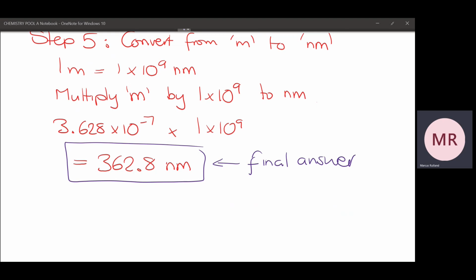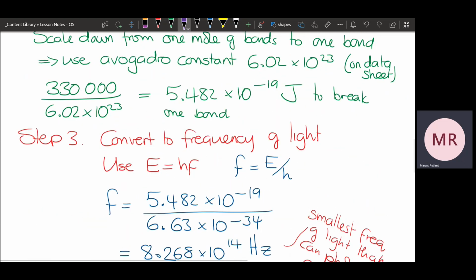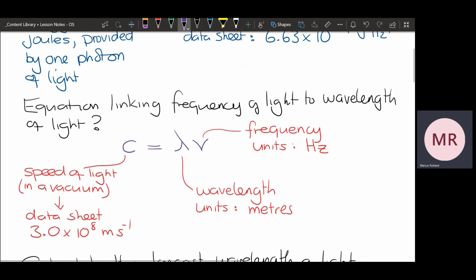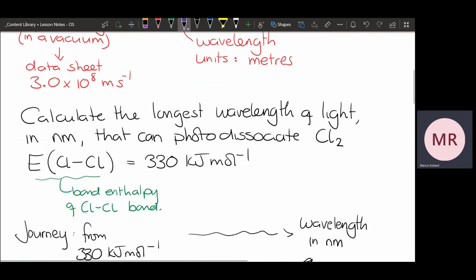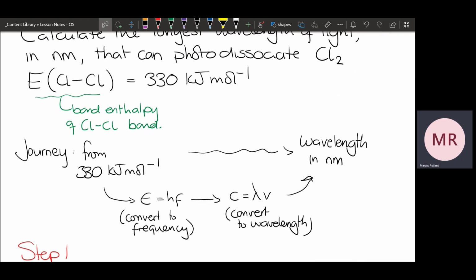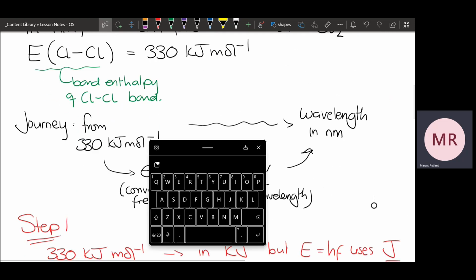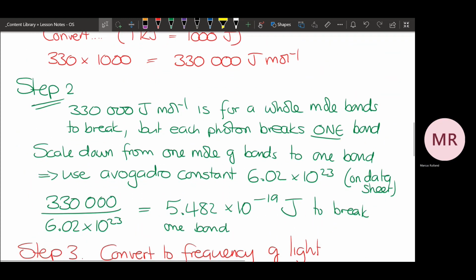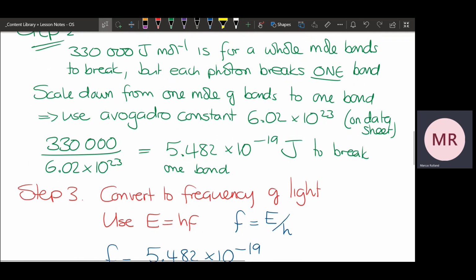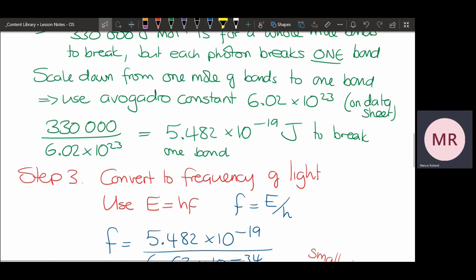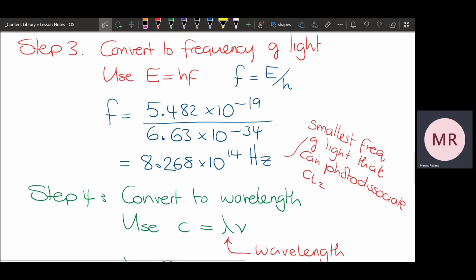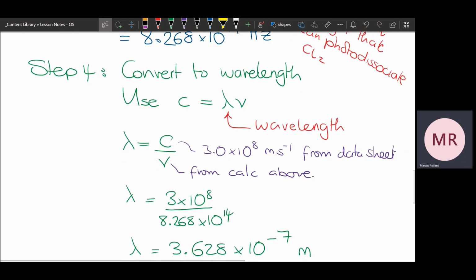Okay, especially if you're not such a fan of maths, then you might be looking at that going, oh my days, what a nightmare. Can I just reassure you, none of it is actually complex maths, right? It's actually just a multi-step journey, which can seem intimidating, but along the way, we have multiplied by 1,000. We have divided by a number, the Avogadro constant, 6.02 times 10 to the 23. We have divided by a number, Planck's constant, 6.63 times 10 to the minus 34.